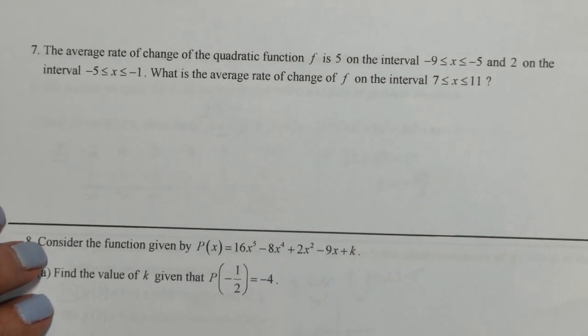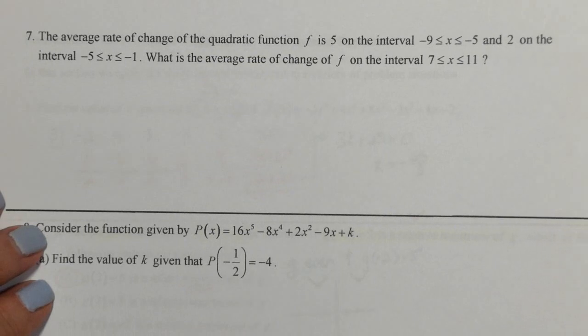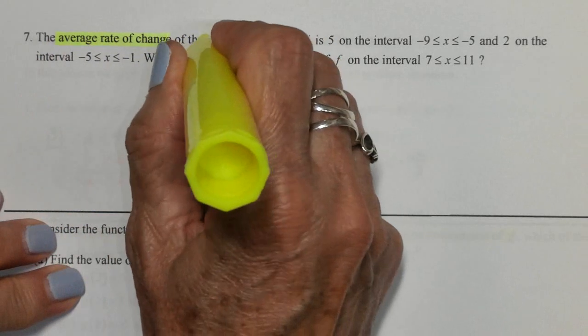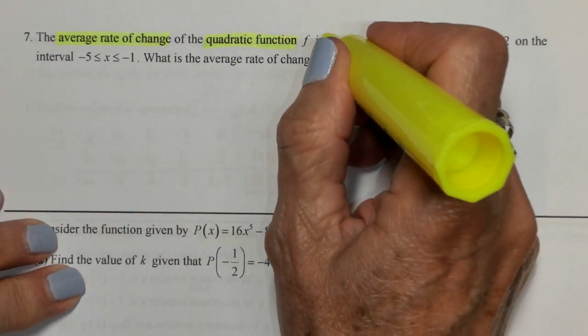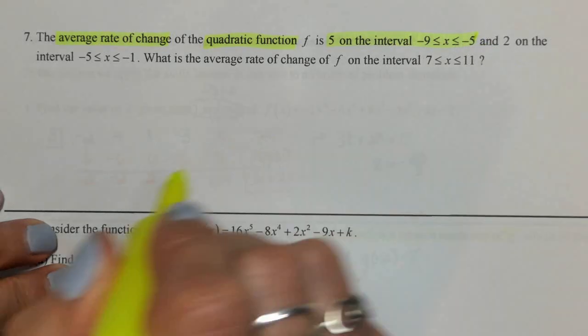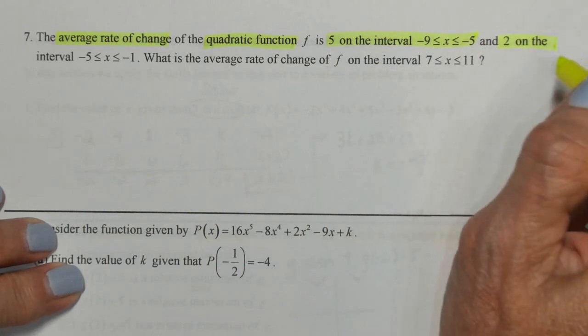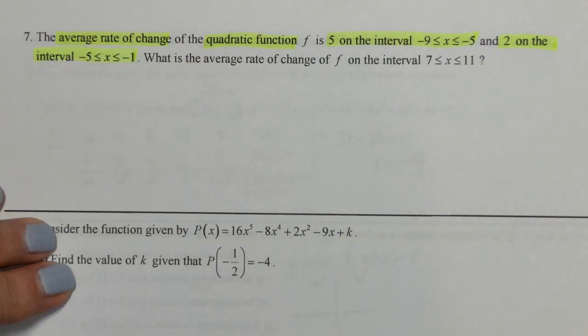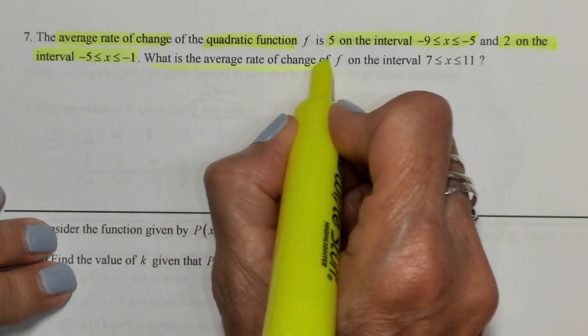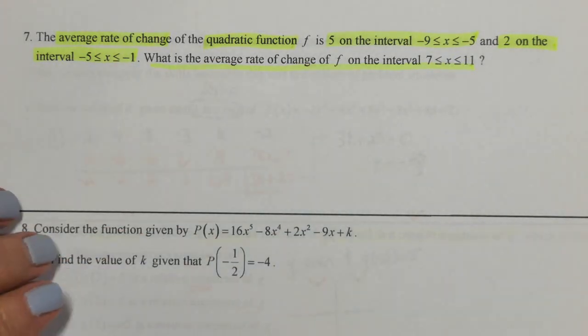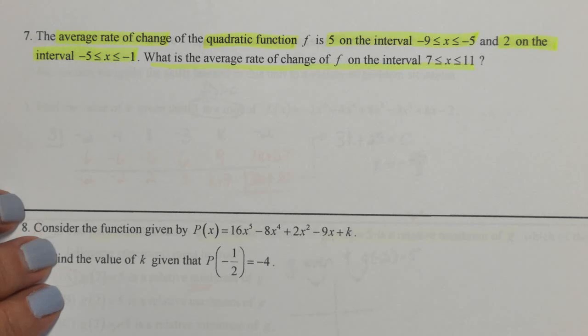All right. Next example. Moving on. The average rate of change of the quadratic function f is 5 on the interval from -9 to -5, and 2 on the interval from -5 to -1. What is the average rate of change of f on the interval -7 to 11? So we're using what we just found out.